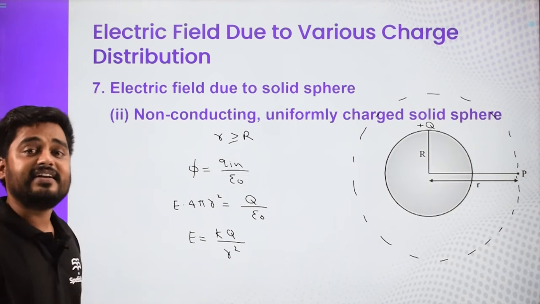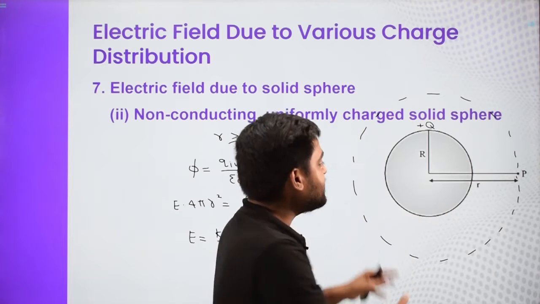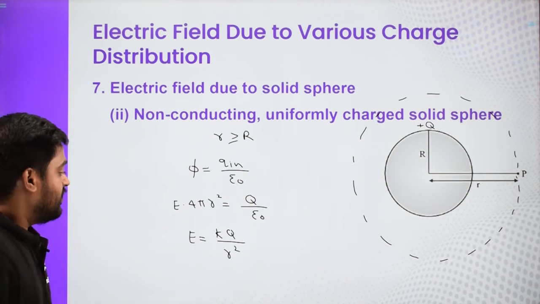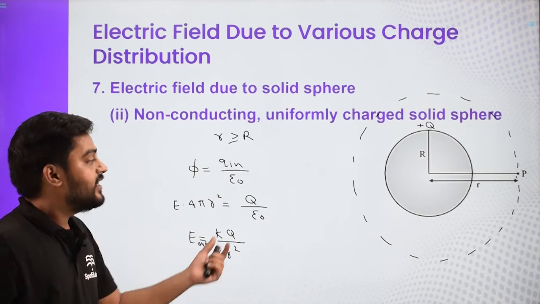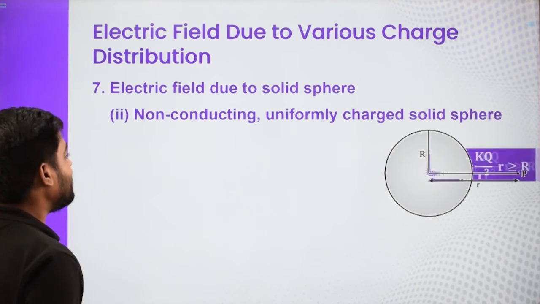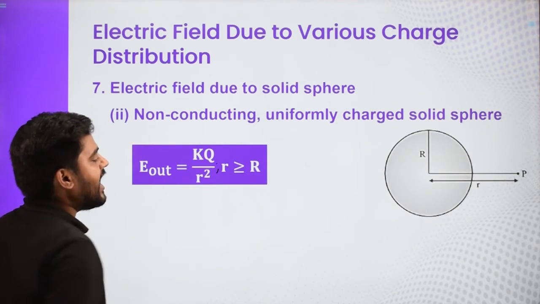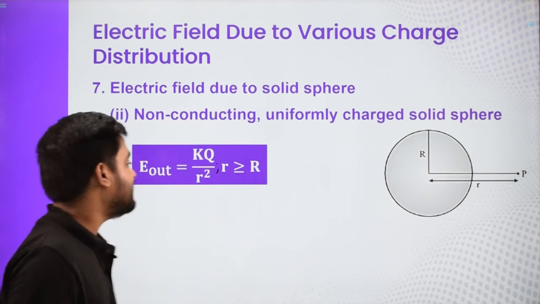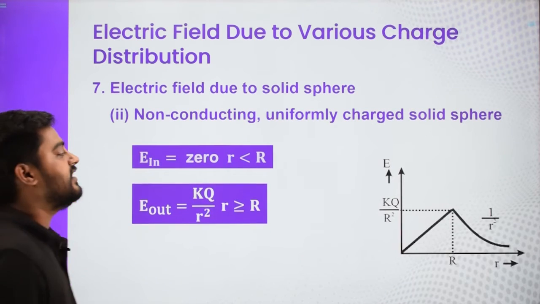So that is the same as a point charge. If you make the entire sphere a point charge and put this charge over here, then you get the formula for electric field for a point which is lying outside our spherical charged non-conducting solid sphere. So let us have a look at the formula. This is the same as KQ by R square for R greater than capital R, or for a point which is lying outside. So these are our two formulas, and let us have a look at the graph.